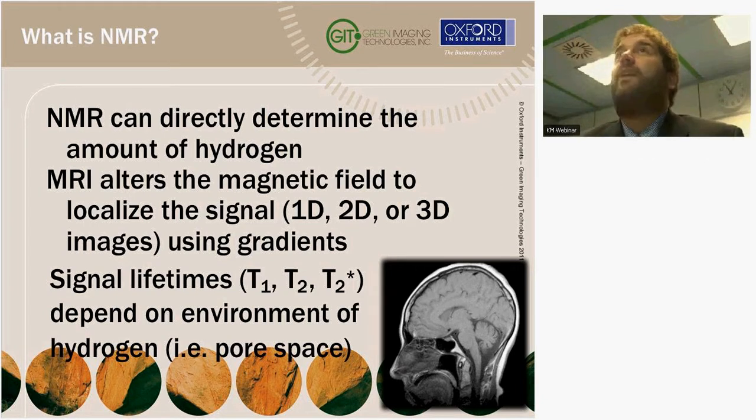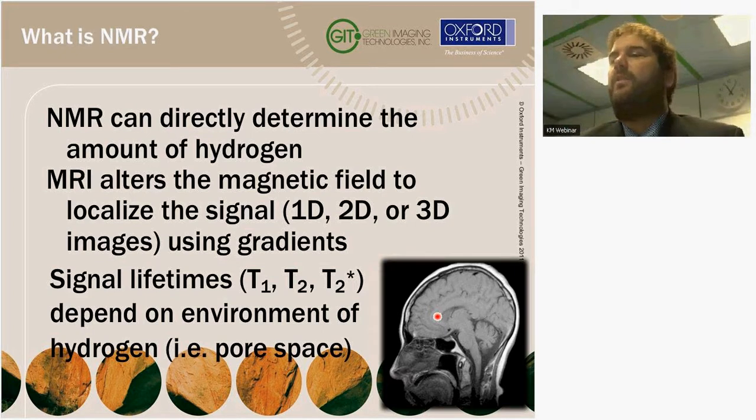So in addition to seeing how much hydrogen we have, which would be an important measurement in its own right, we can do other things with nuclear magnetic resonance, or NMR. We can localize that signal using 1D or 2D or 3D images to see where that hydrogen is in the sample, and that's what we do in human beings. When we take a picture of somebody's head, as shown here, we take an image of where that hydrogen is in the person's head.